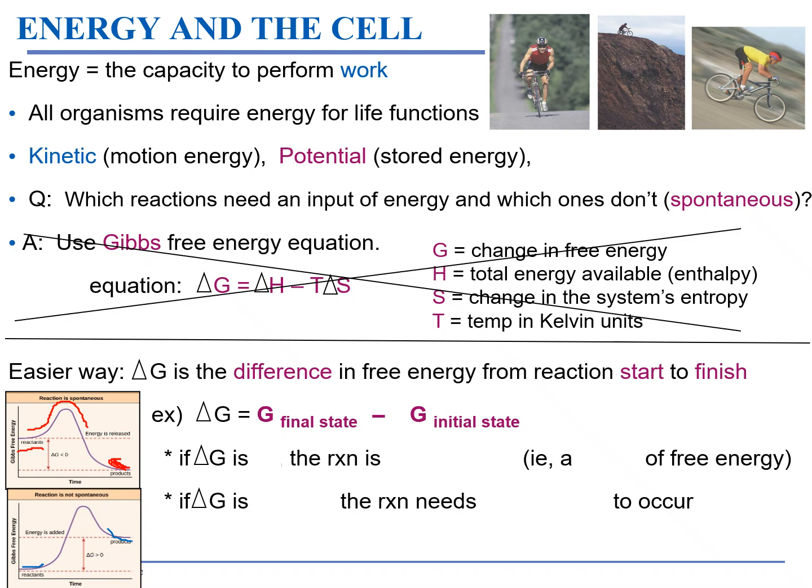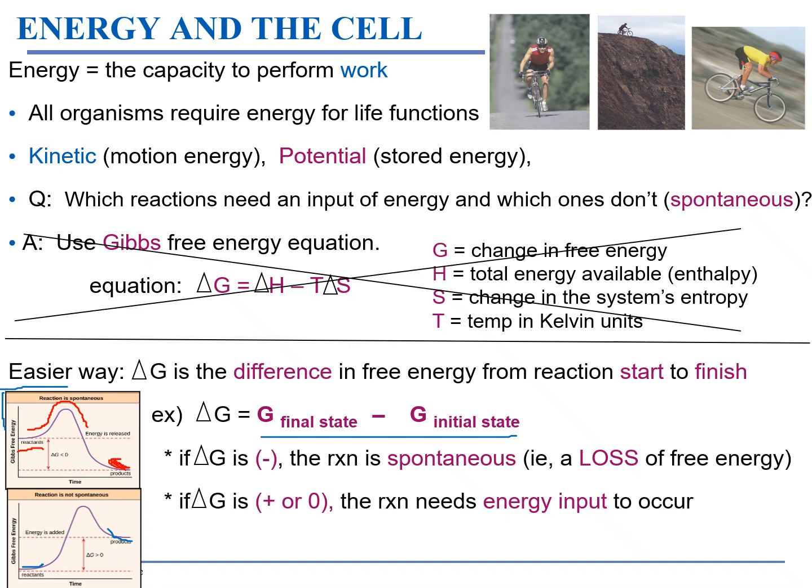So if delta G is negative, that means the reaction is spontaneous and that means that there is a loss of free energy. And if delta G is positive or 0, that would mean that the reaction needs energy input to occur. So if the result of this equation is negative, then it is going to be a downhill reaction. So it would look like this.